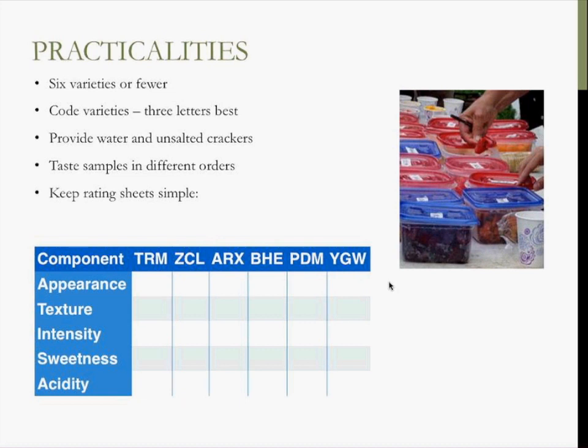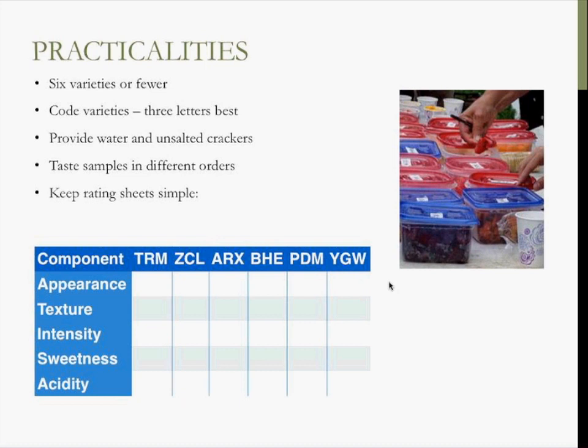We try to have people taste samples in different orders so that not everybody will taste the first sample, TRM in this case, and then ZCL and then ARX, because that can influence how people experience it. The first sample, if you're hungry, will taste better than the last sample. So you want to try to get people to taste in different orders, and you want to keep the rating sheet as simple as possible.